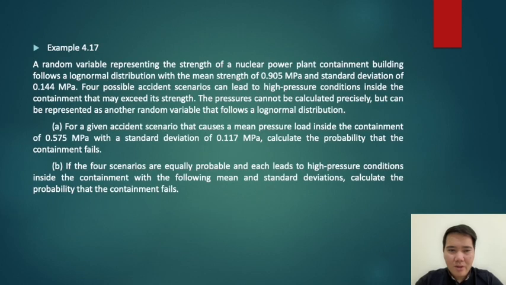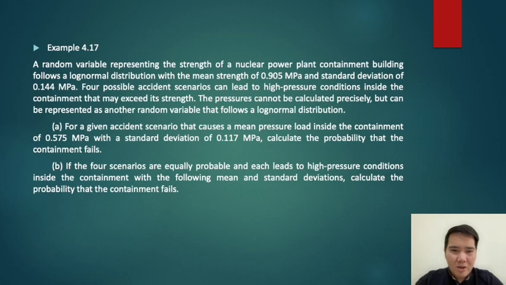Example 4.17. A random variable representing the strength of a nuclear power plant containment building follows a log normal distribution with a mean strength of 0.905 MPa and a standard deviation of 0.144 MPa. Four possible accident scenarios can lead to high pressure conditions inside the containment that may exceed its strength. The pressures cannot be calculated precisely, but can be represented as another random variable that follows a log normal distribution.